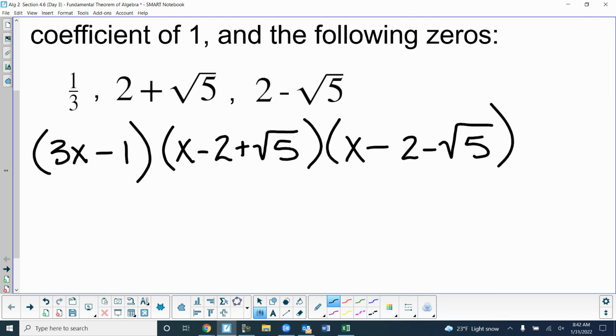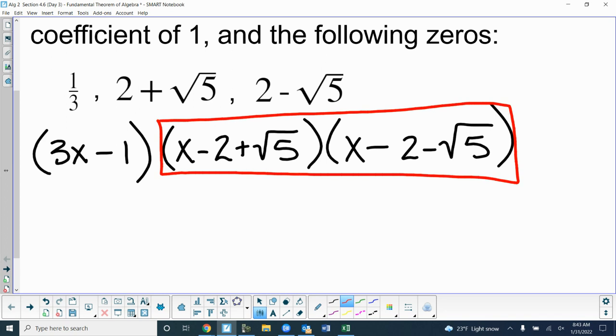Okay, so that's how we start. Always x minus in front. Again, fractions, take the denominator and put it in front of the x, and then minus whatever the numerator is. Now, remember, these conjugates, 2 plus the square root of 5 and 2 minus the square root of 5, you have to multiply those together first so that your radicals will get eliminated, all right? And then you can multiply that answer by the 3x minus 1 to get the polynomial that goes with those 3 zeros, okay?